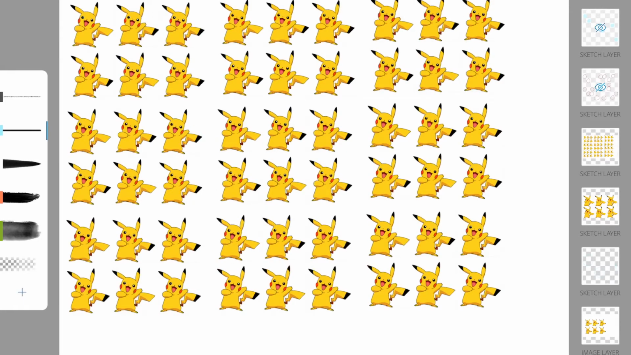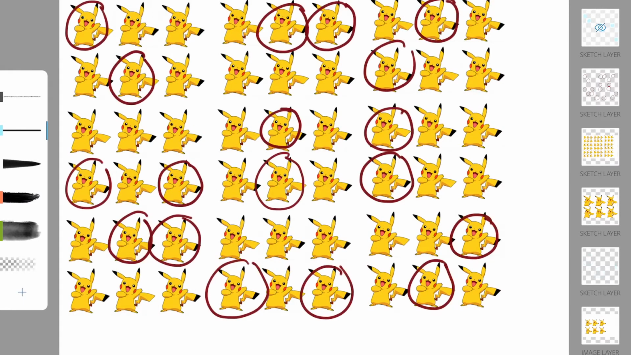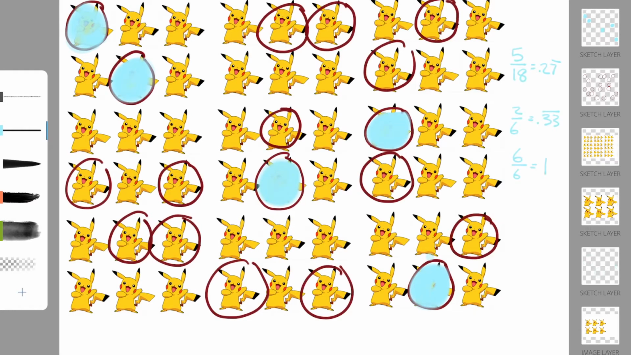To see why, let's look at a larger population. I randomly chose 2 Pikachus from each cluster of 6. These are the ones that don't have a stripe. This means the next generation's population will have a 5 in 18 proportion of unstriped to striped, which is fairly close to the previous population's 2 out of 6. This shows how random chance and genetic drift have less of an impact on larger populations.